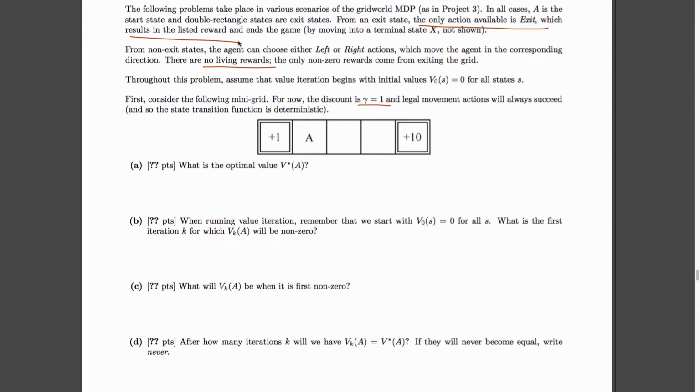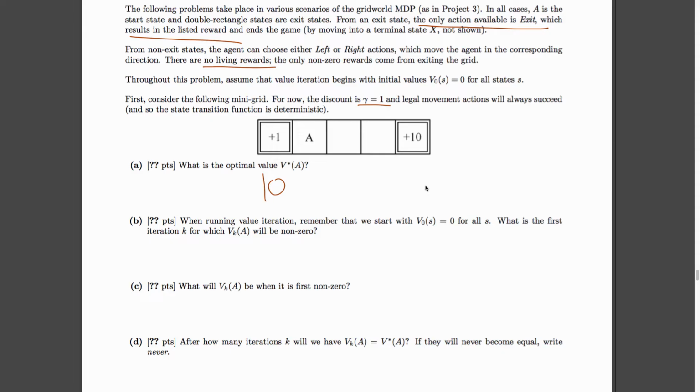Okay, so now let's think about what's the optimal value at A. If you're at A, the optimal thing you want to do, if the discount is 1, meaning there is no discounting, is that the reward 10 is still 10, no matter how many steps later I get it. So obviously I'm going to try to go for the 10. I'm going to come here, here, here, and then I'm going to exit and get the 10. So the optimal value ultimately is just 10.